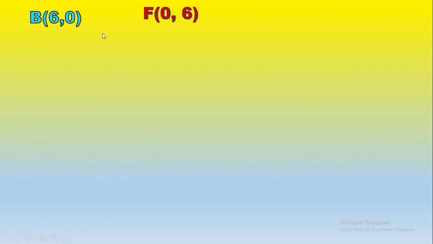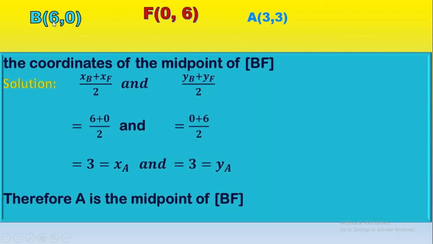We have now the coordinates of B, F, and A. How to prove that A is the midpoint of BF? If we find the coordinates of the midpoint of the segment BF, they should be the same as the coordinates of A. Let's see together.